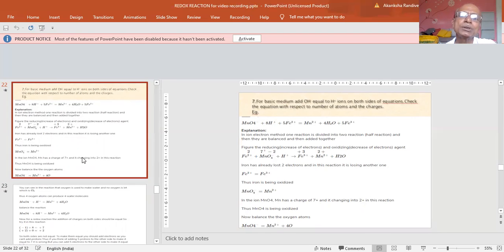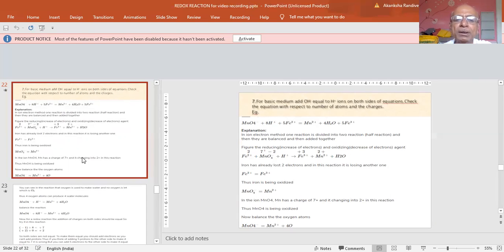For example, let us consider this equation: MnO4 minus plus 8 H plus plus 5 Fe2 plus gives Mn2 plus plus 4 H2O plus 5 Fe3 plus. हे अनबॅलन्स्ड इक्वेशन आहे आणि हे अनबॅलन्स्ड इक्वेशन आपल्याला आयन इलेक्ट्रॉन मेथडनं बॅलन्स करायचं आहे. In the ion electron method, one reaction is divided into two half reactions, and then they are balanced and then added together.